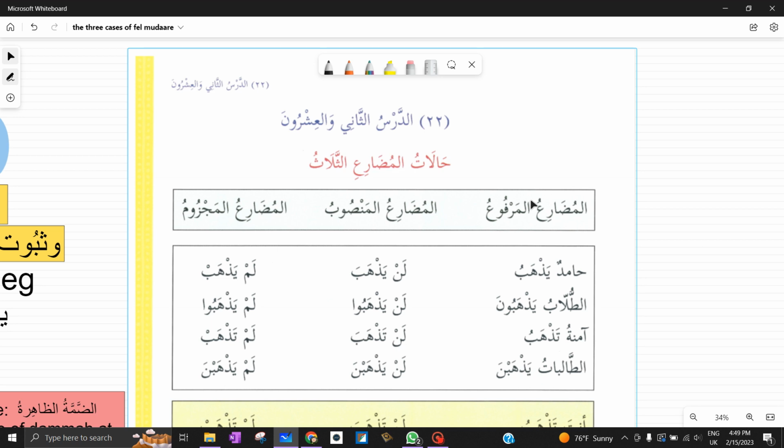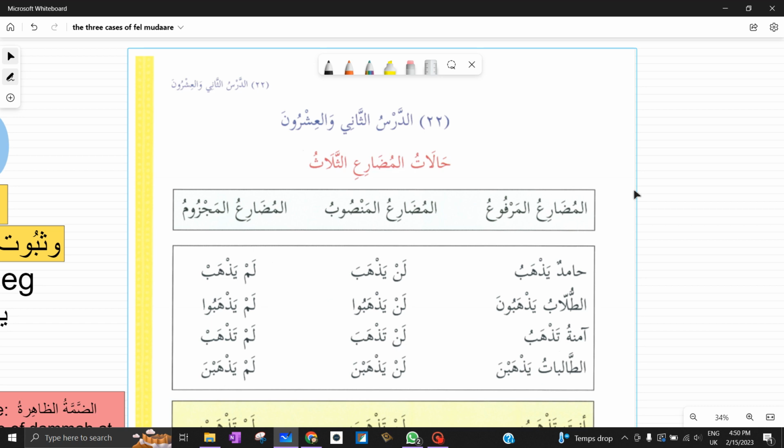or its position like a noun does when it is in marfu, mansoob or majroor case. So if a noun falls in marfu, it gets dhamma. If a noun falls in mansoob, it may change to fatha or kasra. Same in fail mudare. As I told you, madi cannot change its haraka in any position in a sentence. What about fail mudare? Now this is what we are going to learn in this lesson.